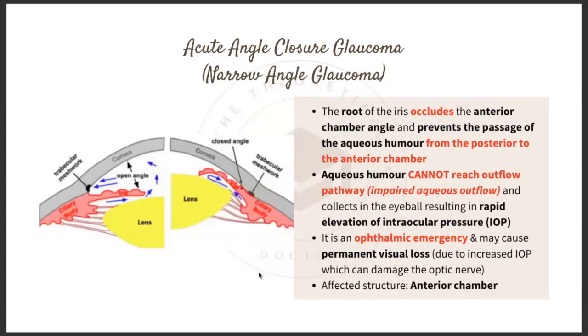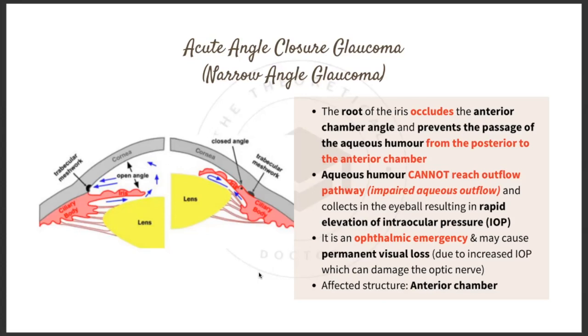Acute angle closure glaucoma, also known as narrow angle glaucoma. So what happens in acute angle closure glaucoma is that the root of the iris occludes the anterior chamber angle and prevents the passage of the aqueous humor from the posterior to the anterior chamber. So the aqueous humor cannot reach the outflow pathway. There is impaired aqueous outflow and it collects in the eyeball, resulting in rapid elevation of intraocular pressure.